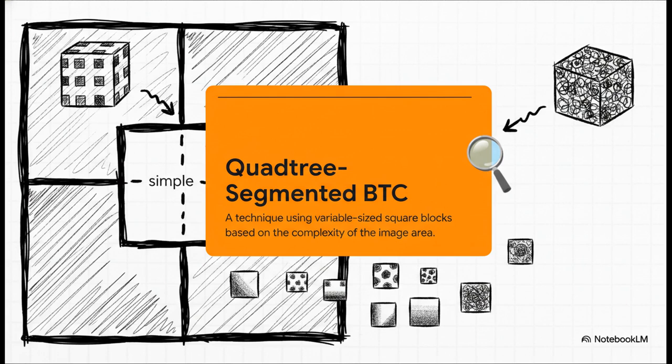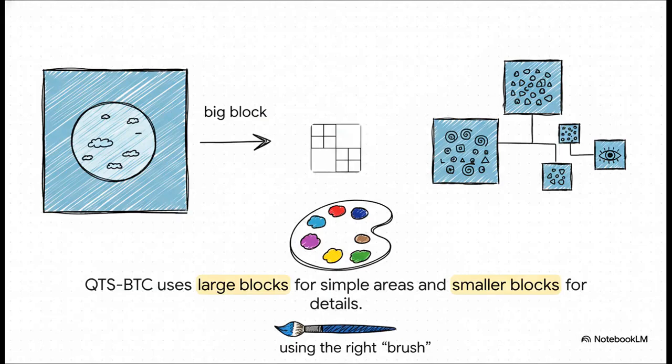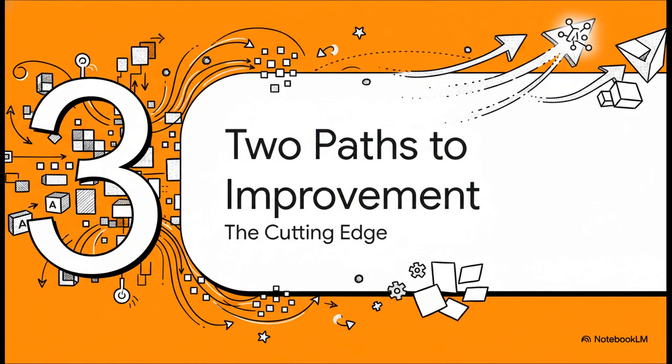It basically examines a block and determines if it's simple or complex. Here's how it works. The algorithm starts with a large block. If it's simple enough, like a piece of the sky, it stops right there. Done. But if it's complex, it divides that square into 4 smaller ones and checks each of those. It keeps dividing until it reaches the necessary level of detail, using the right brush for each part of the image. This adaptive approach was a total game changer.